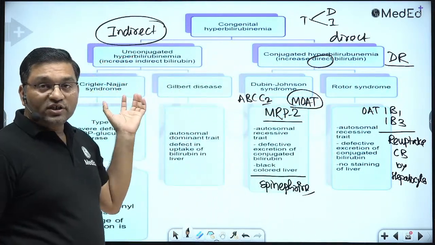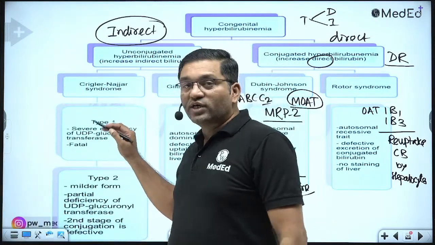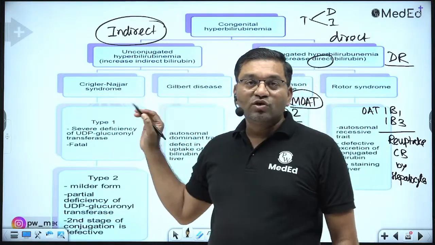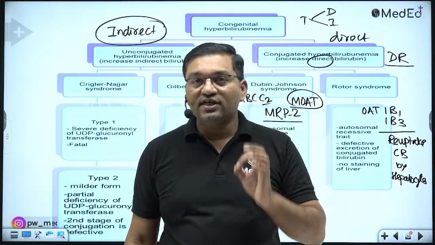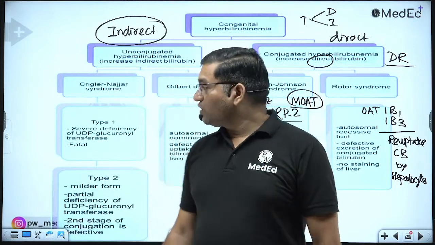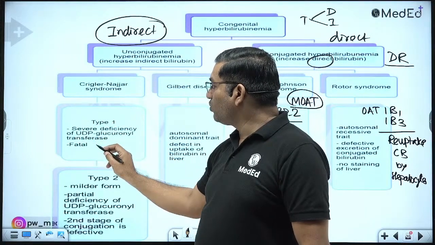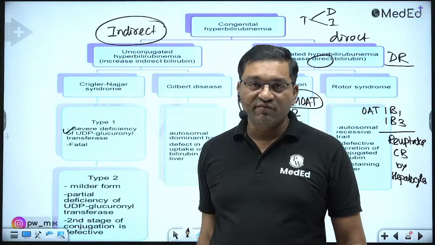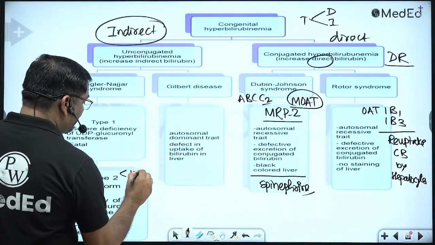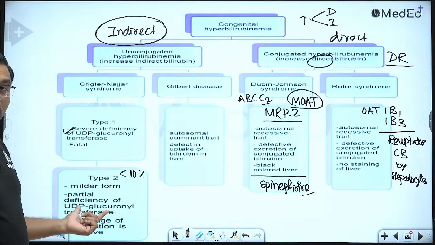While unconjugated or indirect bilirubin level increases in Crigler-Najjar, there are two types, type 1, type 2, and Gilbert disease. Crigler-Najjar type 1 is due to complete deficiency of UDP glucuronyl transferase, which is required for the conjugation of bilirubin. Partial deficiency, with less than 10% activity of UDP glucuronyl transferase retained, is type 2 disease. So it is less severe.